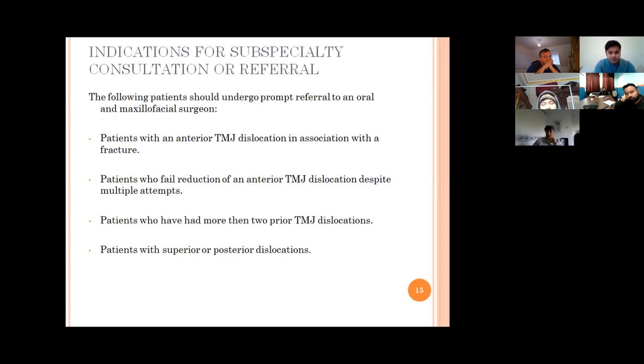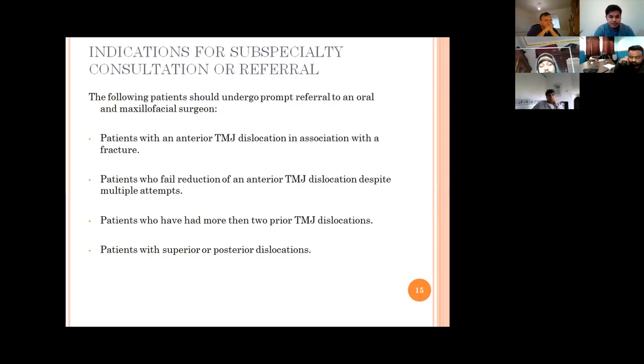There are certain situations in which a sub-specialty consultation is required in TMJ dislocation. Those are patients with an anterior TMJ dislocation in association with a fracture, patients who fail reduction of an anterior TMJ dislocation despite multiple attempts, patients who have had more than 2 prior TMJ dislocations, and patients with superior or posterior dislocations.